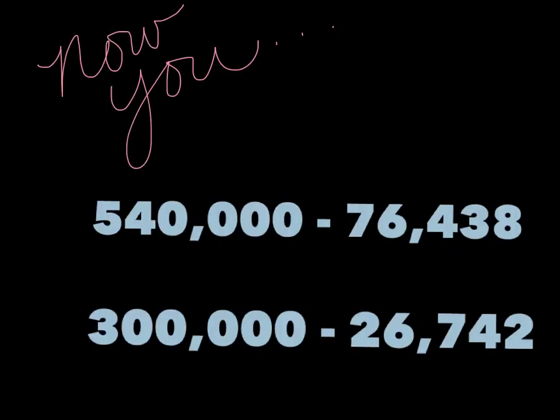All right, now it's your turn. I want you to practice on your own, on the note page that you're going to bring to us tomorrow. You have 540,000, take away 76,438. And your second problem is 300,000, take away 26,742. Make sure you stack your numbers. You subtract all the way across zeros, changing them to tens first. And we'll see you tomorrow.